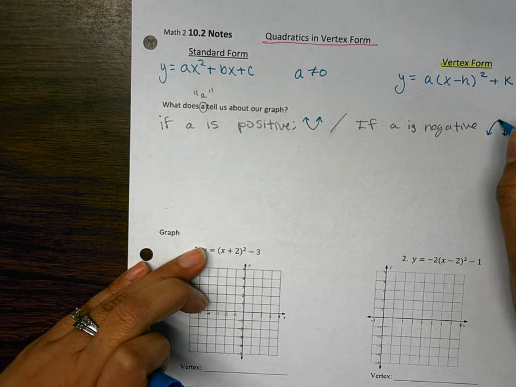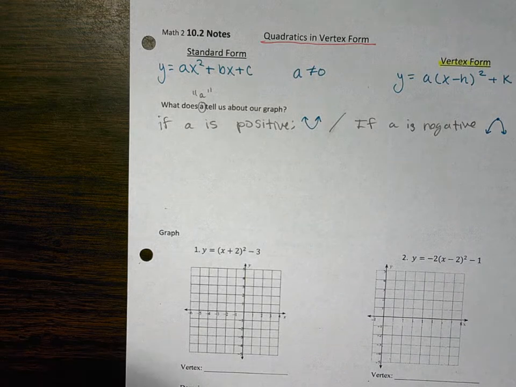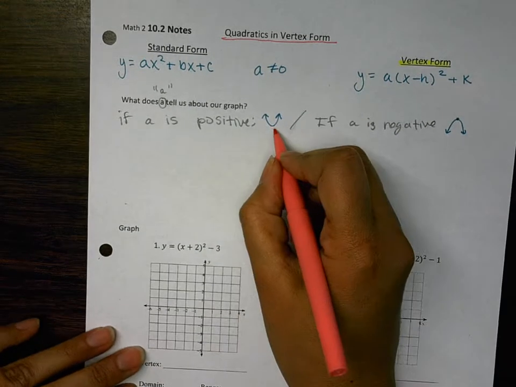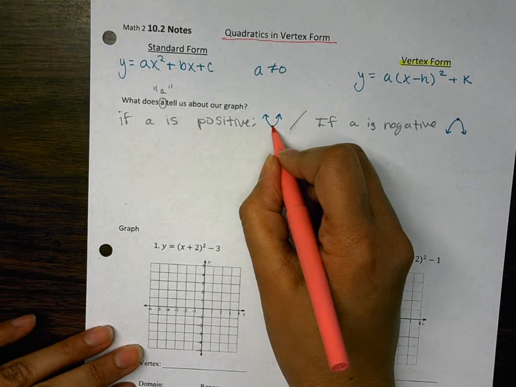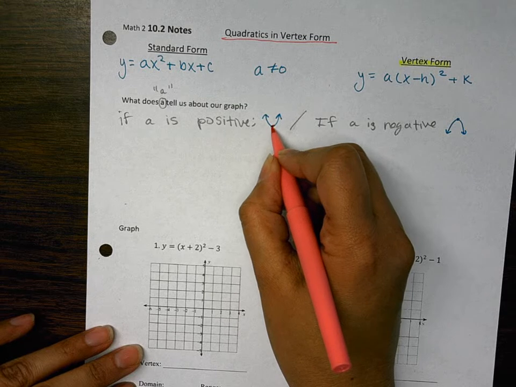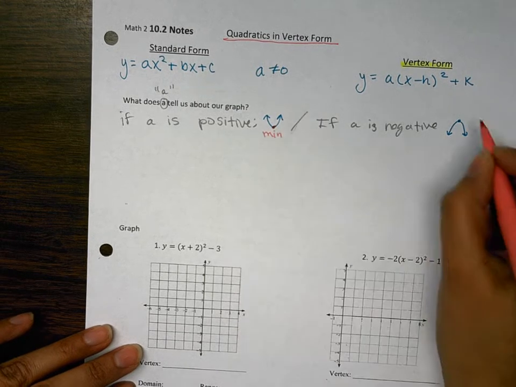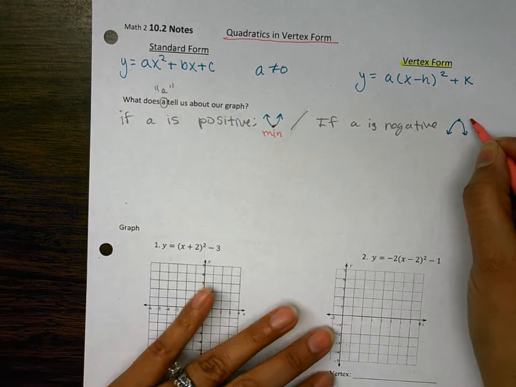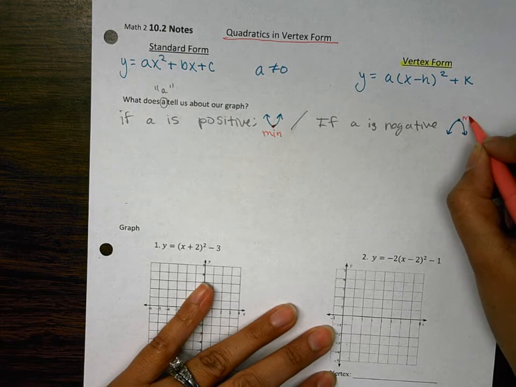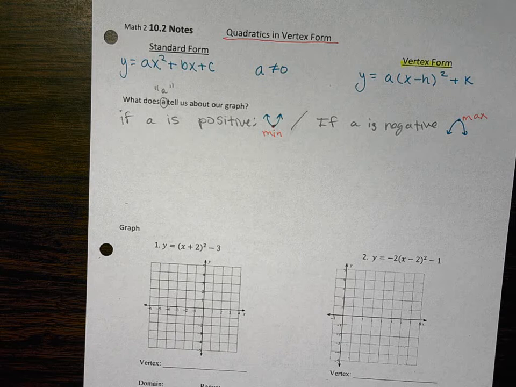Now we talked last week about maximums and minimums. What would this vertex here be called, a max or a min? Is this the highest or lowest? Lowest, so it's called the min. Is this the highest or lowest on the graph? Highest, so it's called the max. All right, all of that is review.